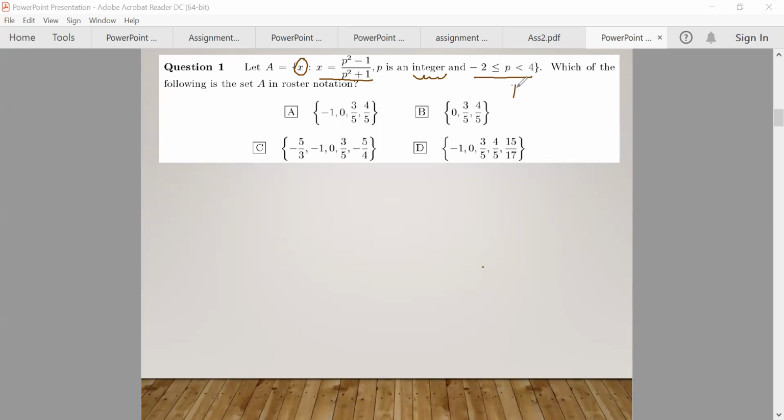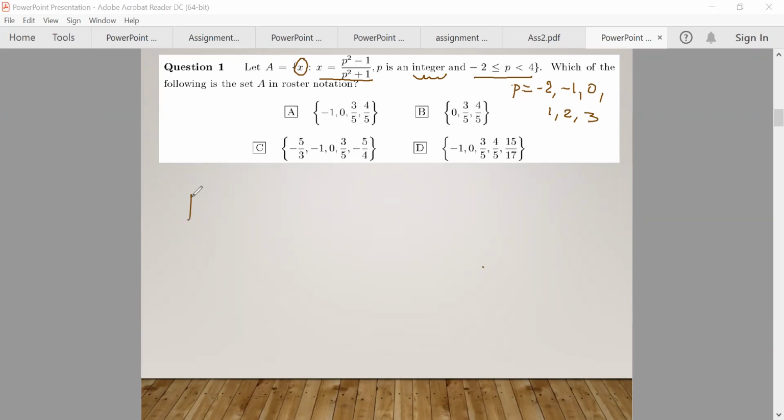So the different values of p are -2, -1, 0, 1, 2, 3. And that's it. We don't take 4 because p cannot equal 4. So for each value of p, we replace it in the expression, we calculate x, and this will be an element of the set A.